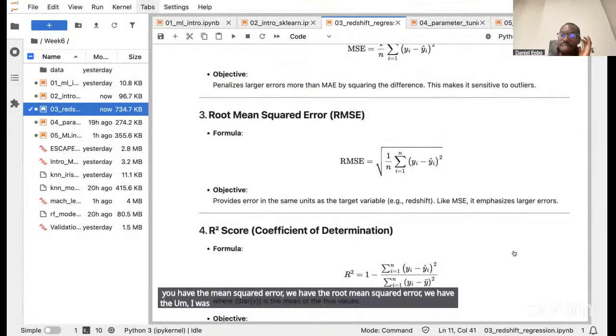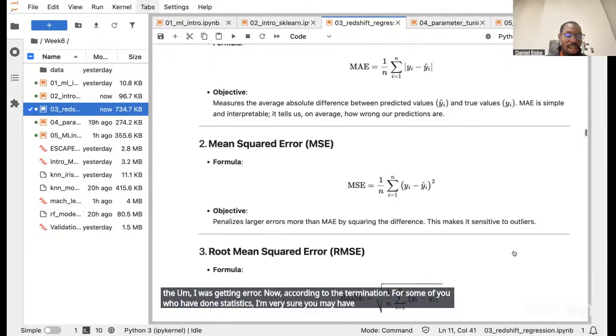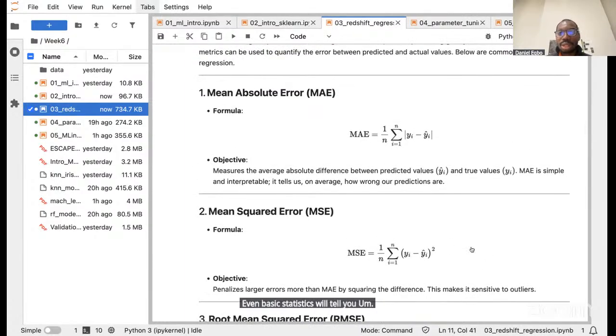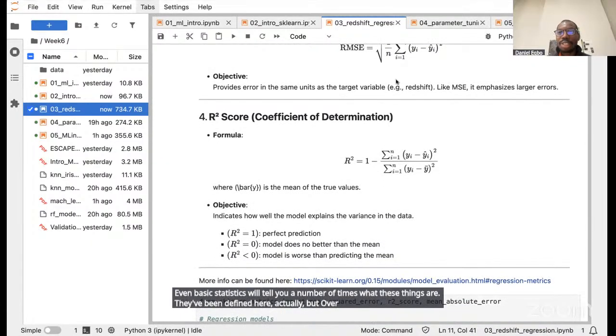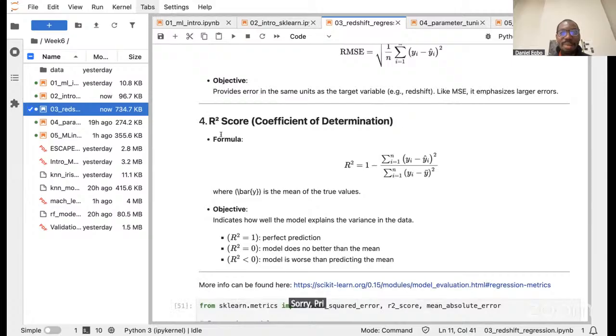Now, our coefficient of determination. For some of you who have done statistics, I'm very sure you may have encountered this. Even basic statistics will tell you a number of times what these things are. They've been defined here actually, but over time, I think I've used up my time. Sorry, Priya. Let me just round up.